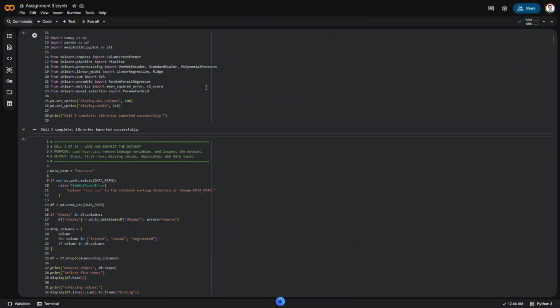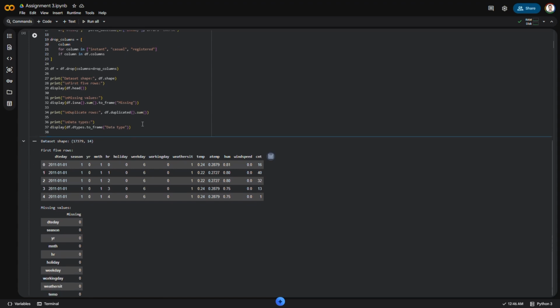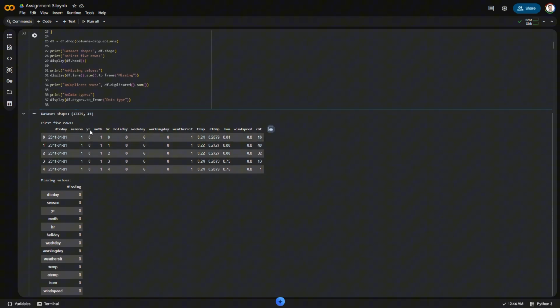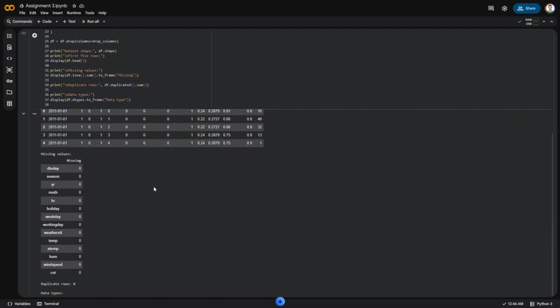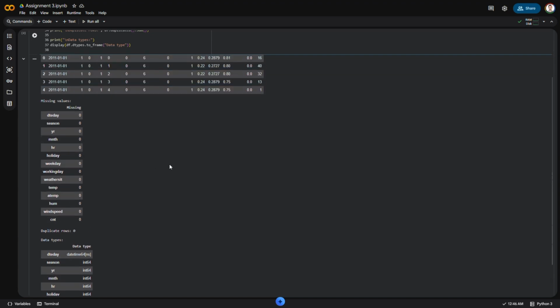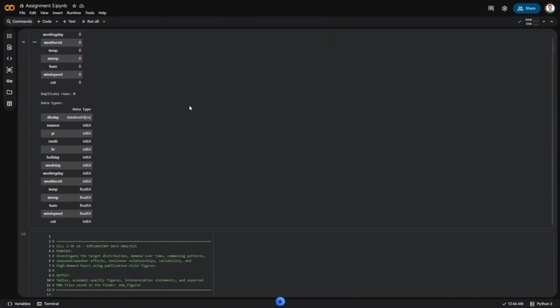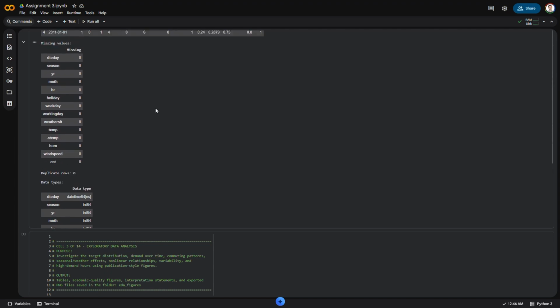First, I load the dataset and inspect its structure. Before doing any machine learning, I always want to understand the data. So I check the dataset size, preview the first few rows, verify the data types, and check for missing values and duplicate records. One important pre-processing step is removing the casual and register columns. I remove these because their sum is exactly equal to our target variable, which is count. If I kept them, the model would effectively know the answer during training, which is called data leakage.